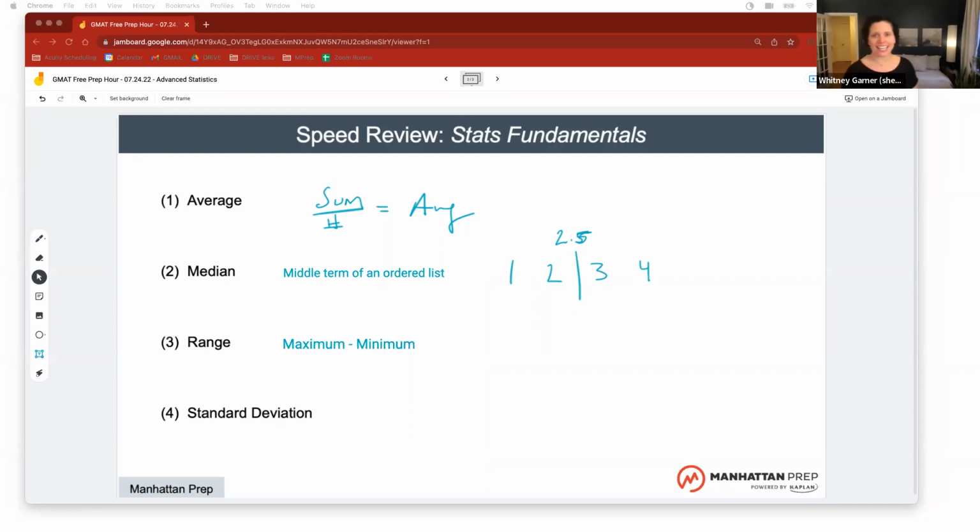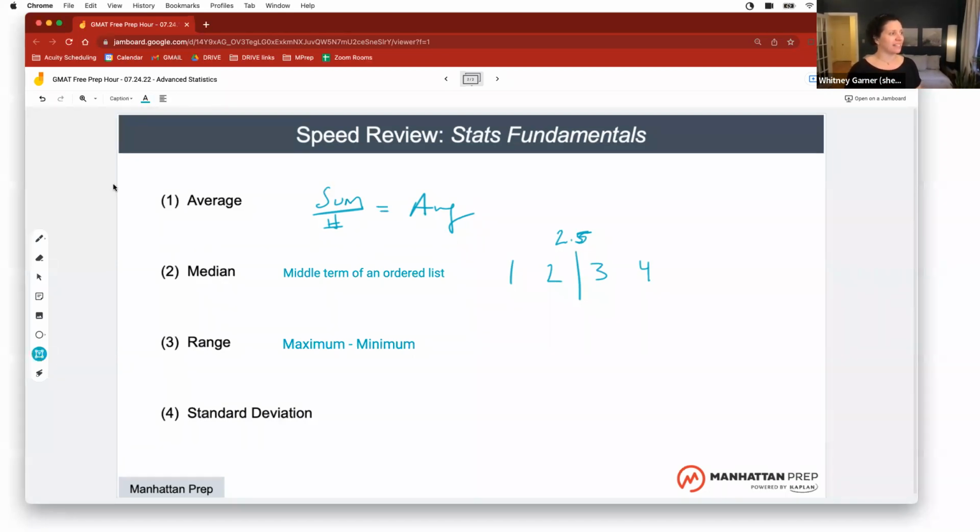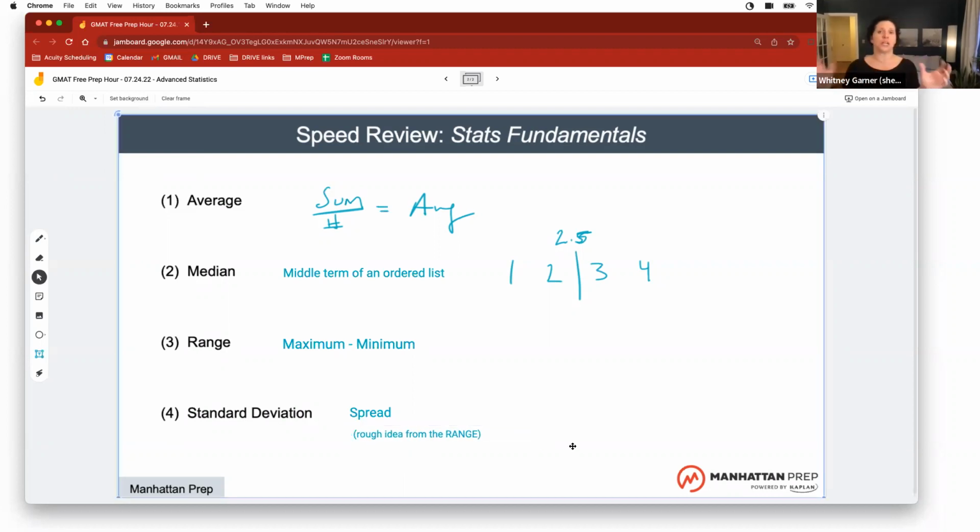Alice nailed it with the technical definition, the distribution of terms relative to the average. What we'll use as maybe a lazier language for it is that the standard deviation is the spread. It's how spread out a set is. And in many cases, at least for the purposes of this test, we can often get a rough idea from the range. So if something has a really spread out range, there's a decent chance that it's going to have a high standard deviation.